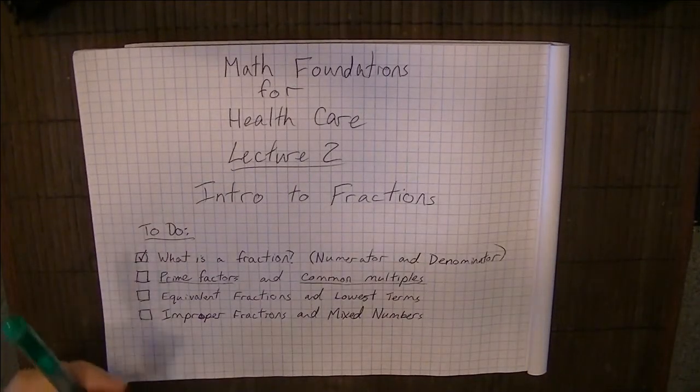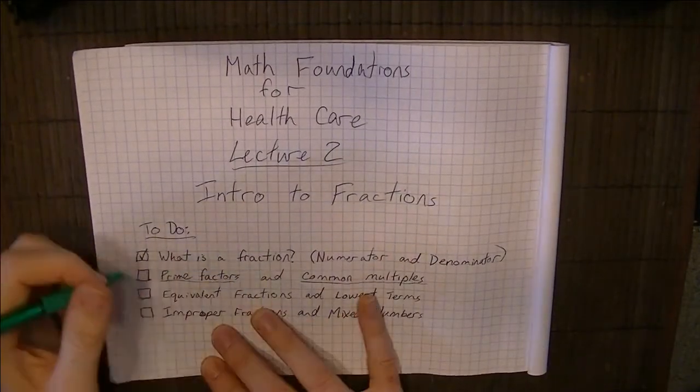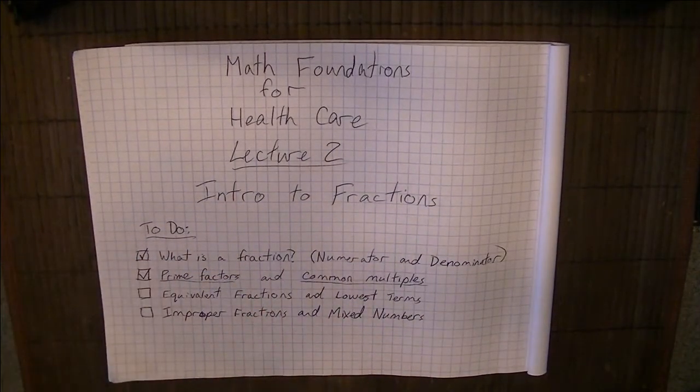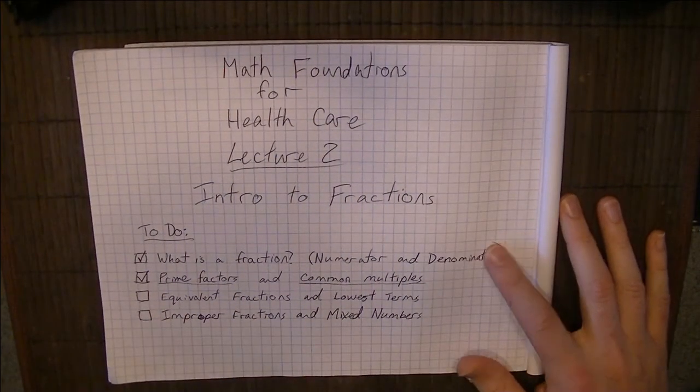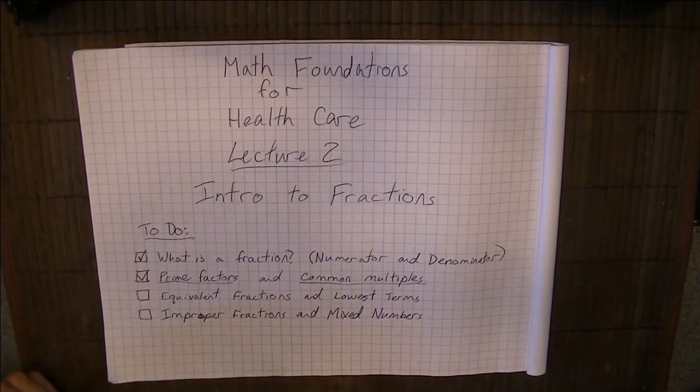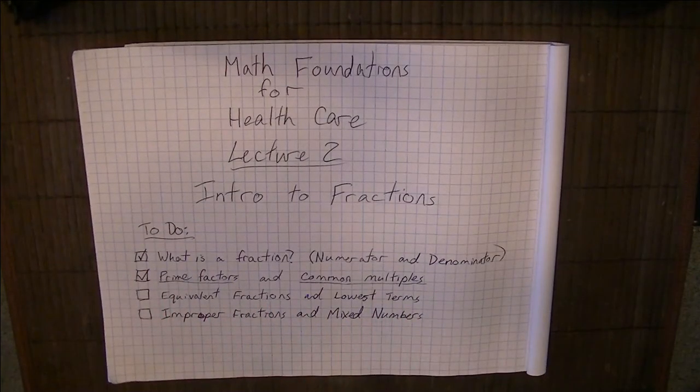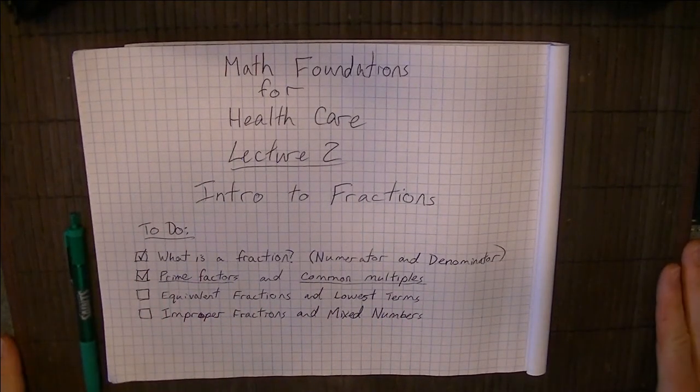All right, so we have just covered prime factors and common multiples. And before we get to operations, exactly, we're not going to talk about addition, multiplication, subtraction, division, any of that. That'll be the next lecture. What we're going to talk about is looking at individual fractions and telling what other fractions are equivalent to them, and then we'll talk about lowest terms. So let's get started with that.